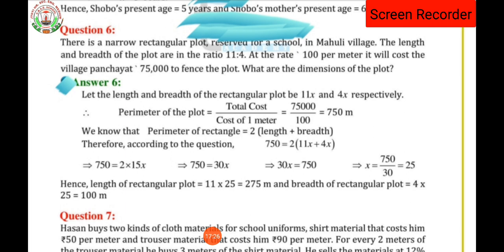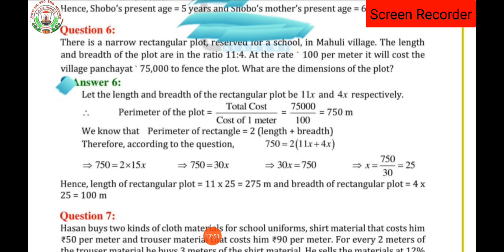There is a narrow rectangular plot reserved for a school in a Maholi village. The length and the breadth of the plot are in the ratio 11:4. At the rate of ₹100 per meter, it will cost the village panchayat ₹75 to fence the plot. What are the dimensions of the plot?